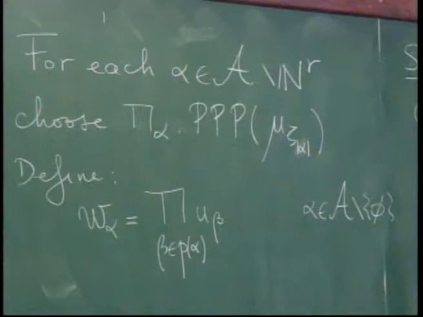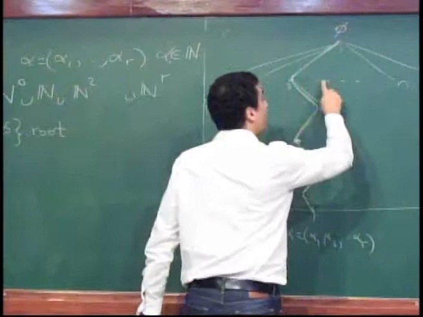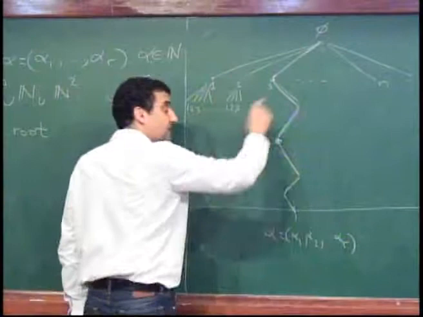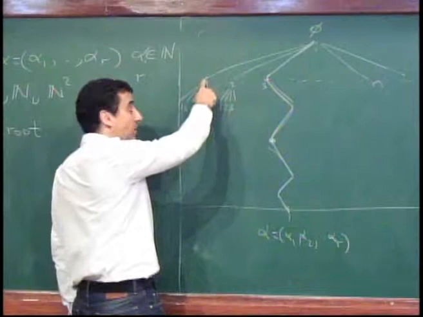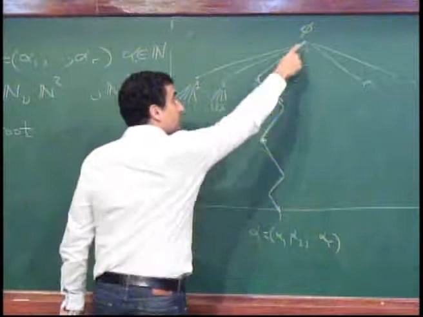Here, I choose a Poisson Dirichlet with parameter zeta zero, and then I put the weights on these guys. Or if you want, the Poisson point process, I put the weights on these guys. Then here, I choose another Poisson Dirichlet with parameter zeta one, and I put the weights here. Same thing here, etc. So I have a weight at every vertex. And when I go down to any point, the weight is just the product of these guys along the path. All right?